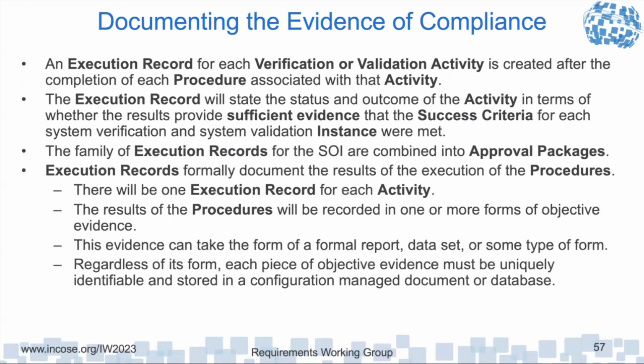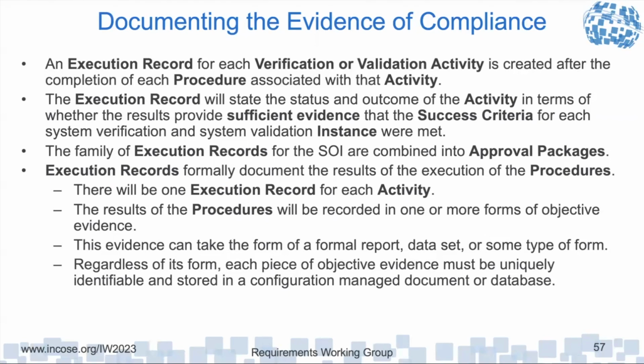Execution records formally document the results of the execution of the procedures. There'll be one execution record for each activity. The results of the procedures are recorded in one or more forms of objective evidence. And the evidence can take the form of a formal report, a data set, or some type of form.